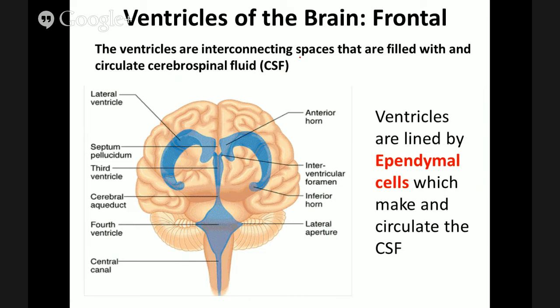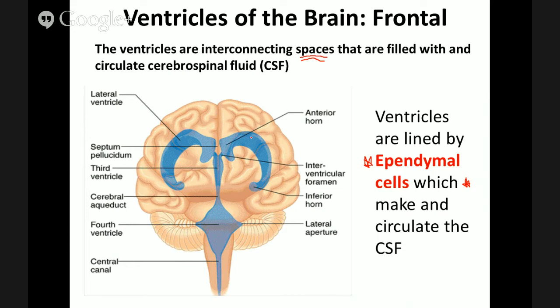So it's very important to remember that ventricles are spaces. They are compartments that are filled with your cerebrospinal fluid, your CSF. And remember, the ventricles are lined by these ependymal cells, the cells which are going to be making and circulating the cerebrospinal fluid. So let's see if we can get the names of some of these ventricles.